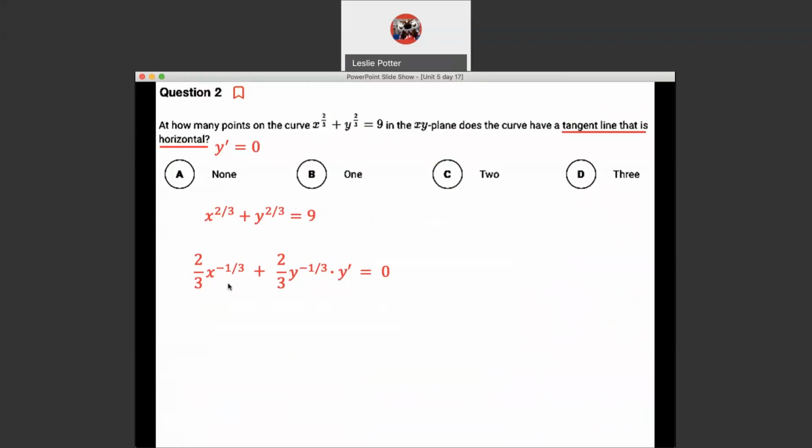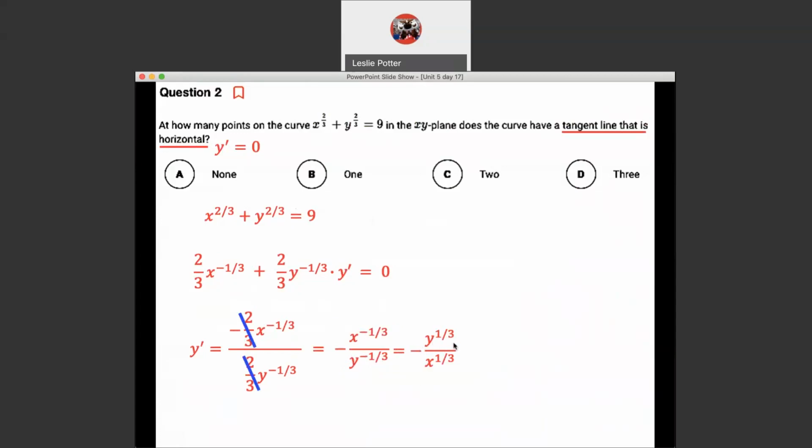Solving for y prime means bringing 2/3 x to the -1/3 over to the right-hand side, dividing by 2/3 y to the -1/3. We've got some canceling we can do with the fractions 2/3, but don't forget we have a negative out front. That stays. So we need to know where this is equal to 0, which is where the top is equal to 0. Oh yeah, we need to take care of the -1/3. So really the y should be on top and the x should be on the bottom. We need to relocate these terms because they have negative powers.